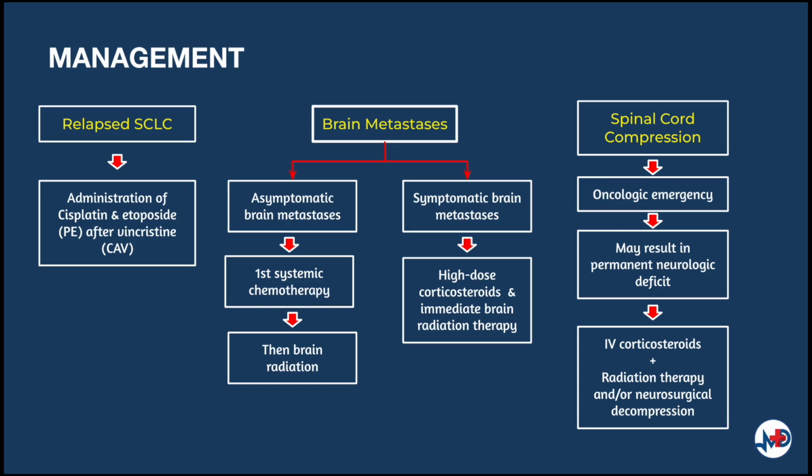Management of symptomatic brain metastasis includes high-dose corticosteroids, which involves intravenous dexamethasone 10 mg initially, followed by an intravenous or oral dose of 4 to 6 mg every 6 hourly and immediate whole brain radiation therapy. For patients with asymptomatic brain metastasis, systemic chemotherapy may be initiated, with plans for close surveillance of the central nervous system metastasis and initiation of brain radiation after completion of systemic treatment.